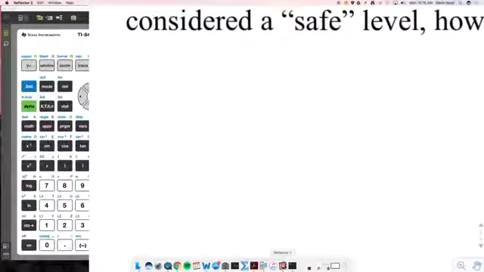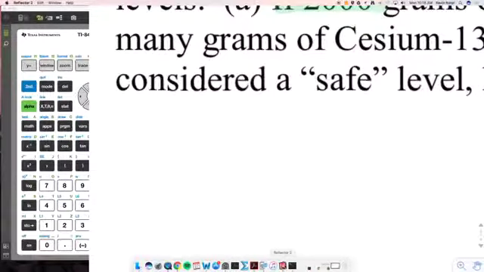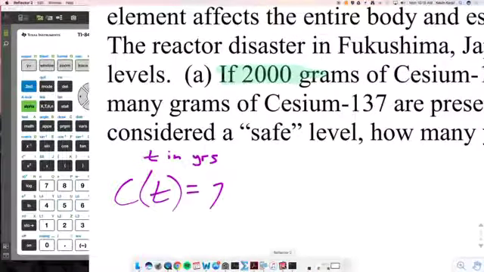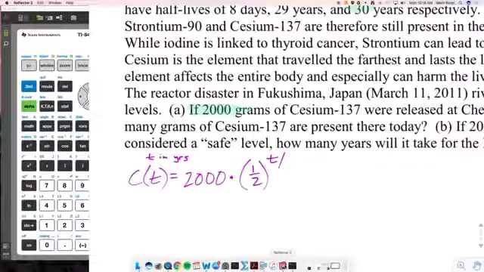So just like we did before, we need to write a mathematical model. What do you want to use for a letter here for the amount of cesium? C? C of T is good. C for Chernobyl, C for cesium, whatever you want to do. So C of T, and we'll measure T in years. What was the initial amount? 2,000. That goes right there. And the base, because this is a true half-life, is 0.5 or 1/2. And then T divided by the half-life, which is 30.